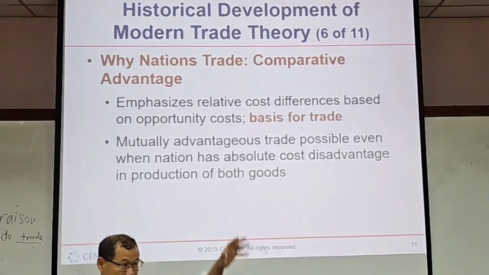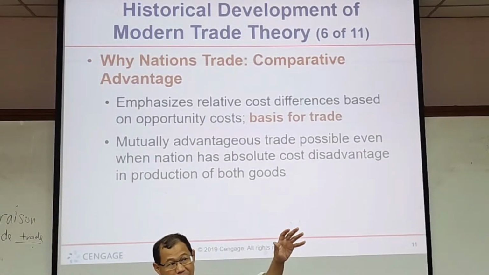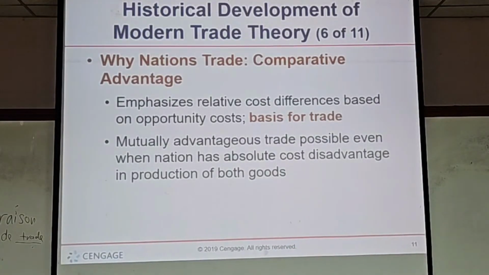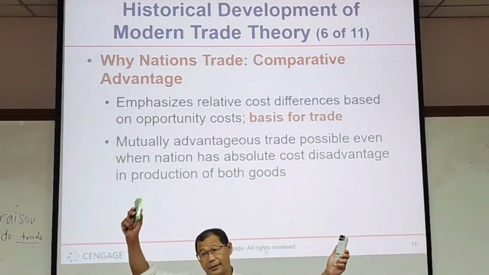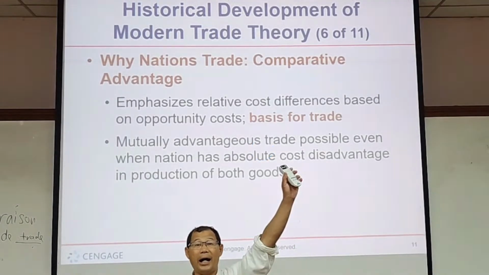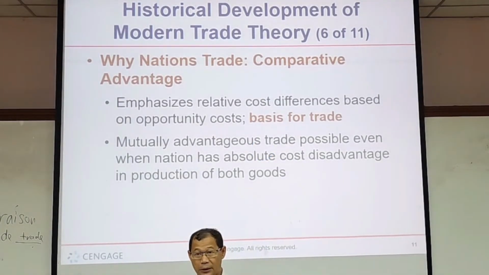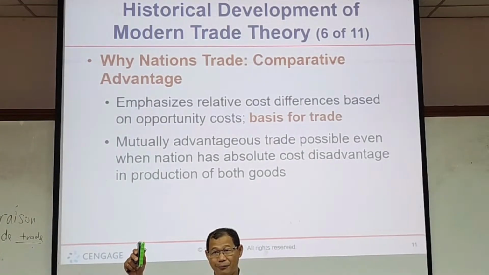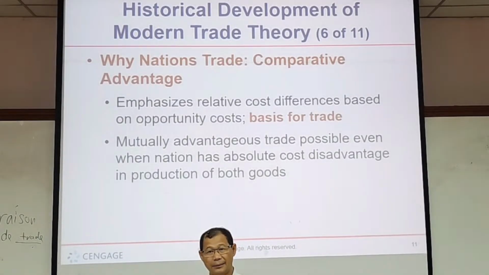between two countries. One country has low opportunity cost in production of X, which means high opportunity cost in Y. Another country has low opportunity cost in production of Y. The opposite is high opportunity cost in X production. So they trade.